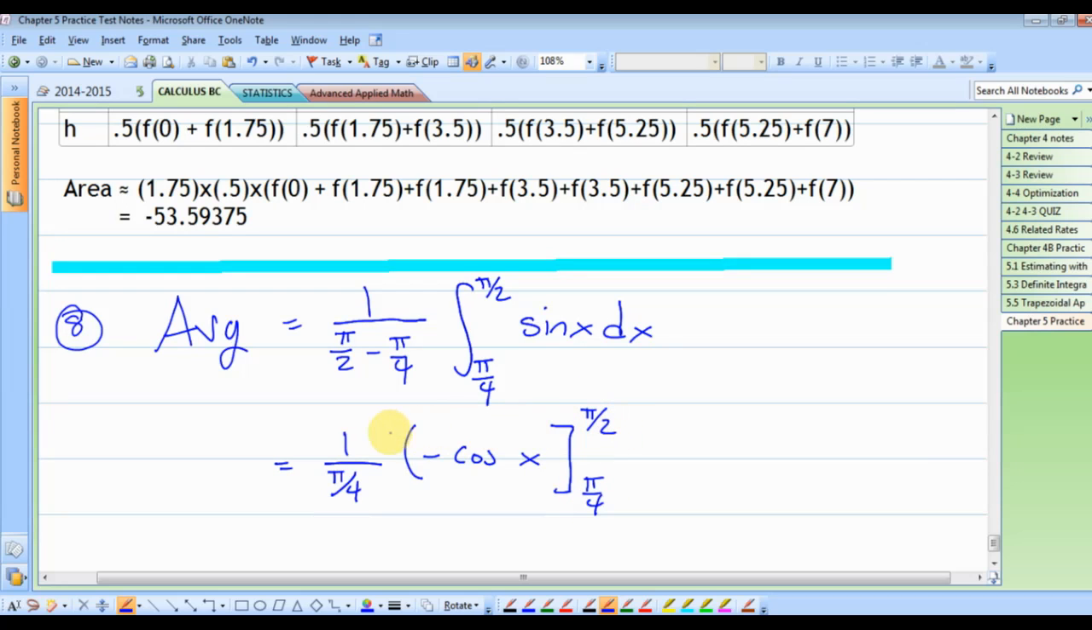Why is it negative cosine? Because the derivative of cosine is negative sine. Should it be positive? Isn't the derivative of sine cosine? Yes, it's true, but we're not taking the derivative.